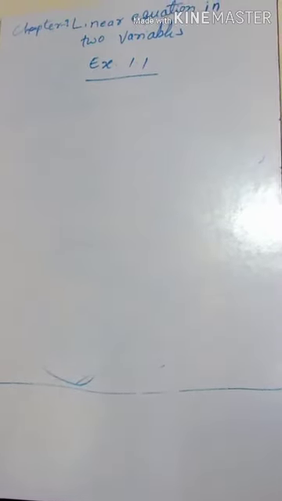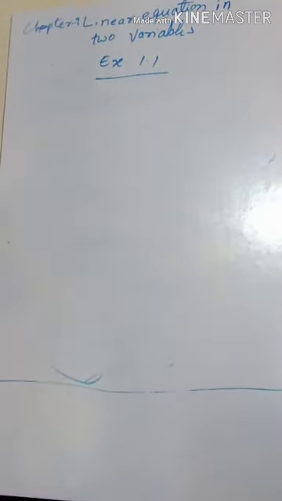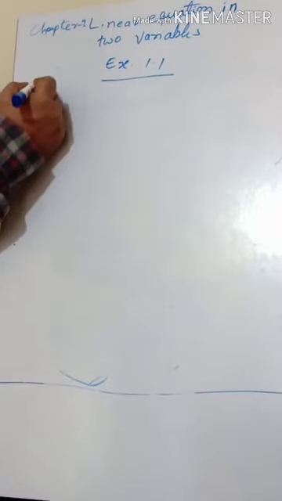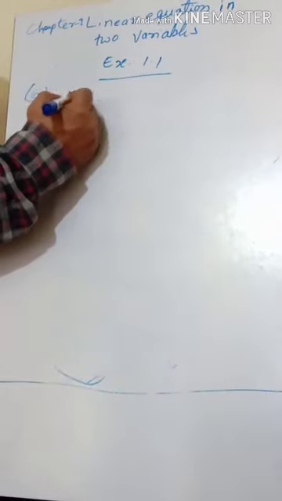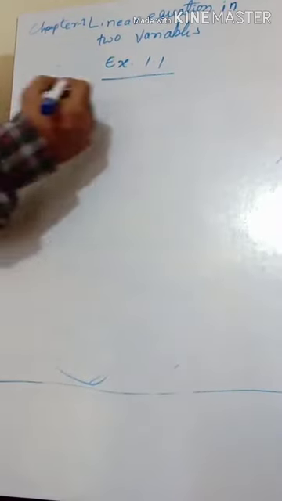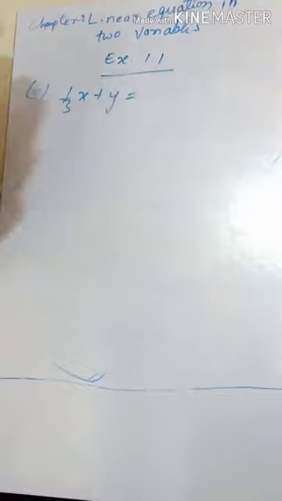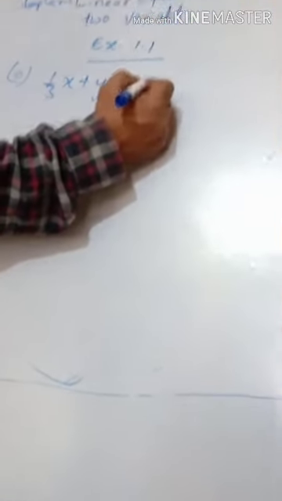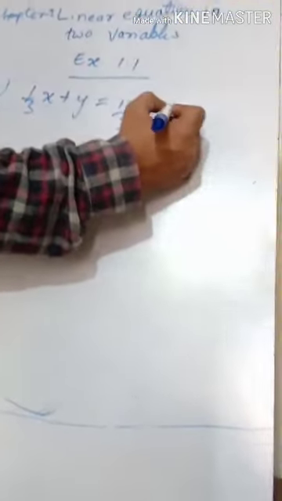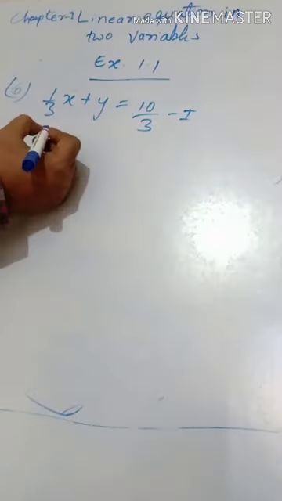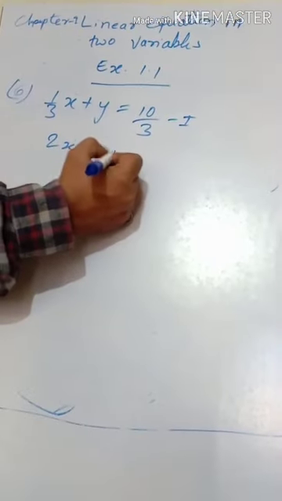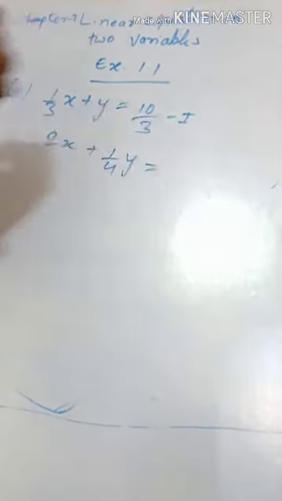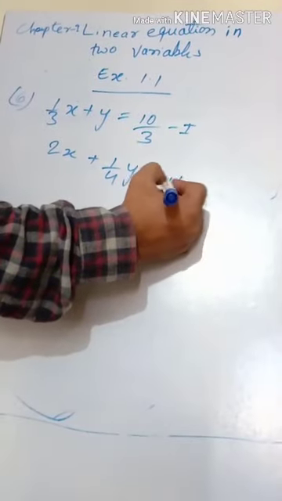Now we solve question number 6 from exercise 1.1. 1 upon 3x plus y is equal to 10 upon 3, that is equation number 1. 2x plus 1 upon 4y is equal to 11 upon 4, that is equation number 2.